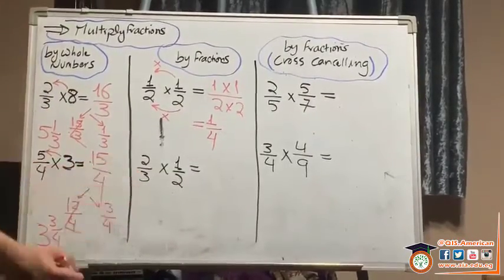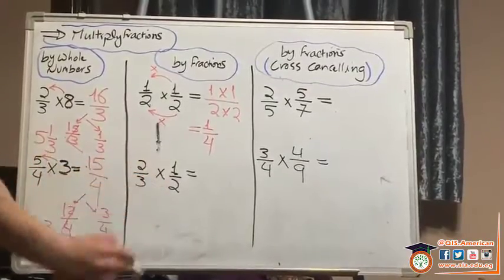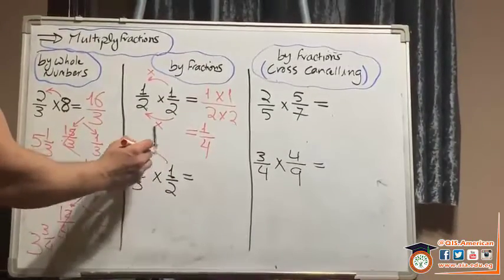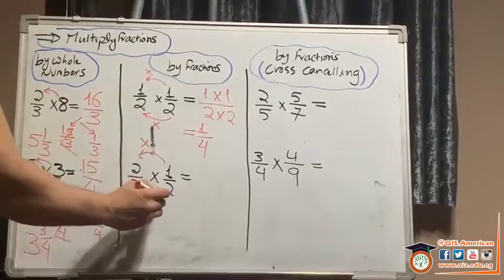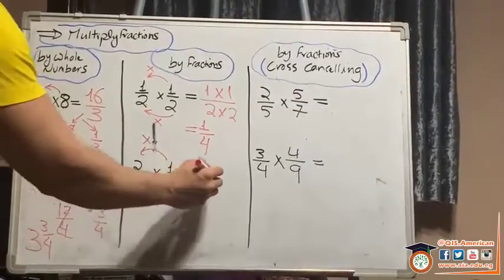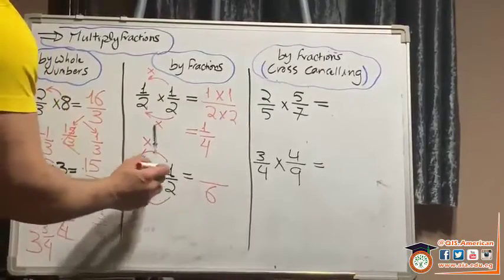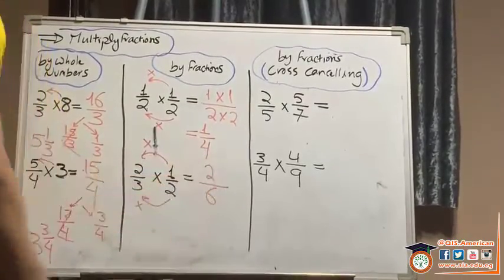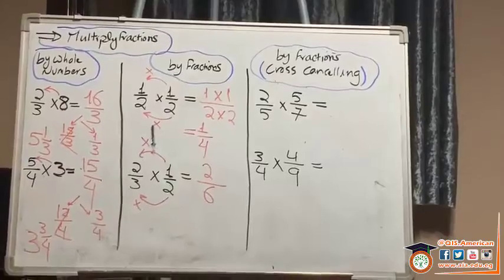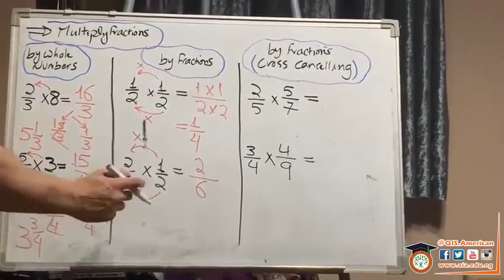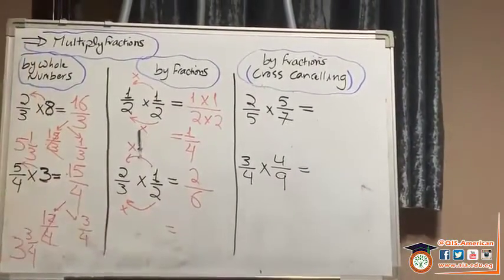Okay, what about this example? I have 2 over 3 multiplied by 1 over 2. Okay, same thing. Multiply the numerators by each other and multiply the denominators by each other. This gives me a 6 in the denominator and 1 multiplied by 2 is 2. Now, is this the simplified form? No, it's not. Okay, how do I simplify it?